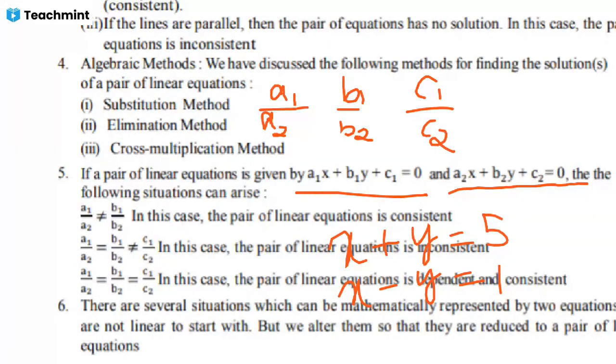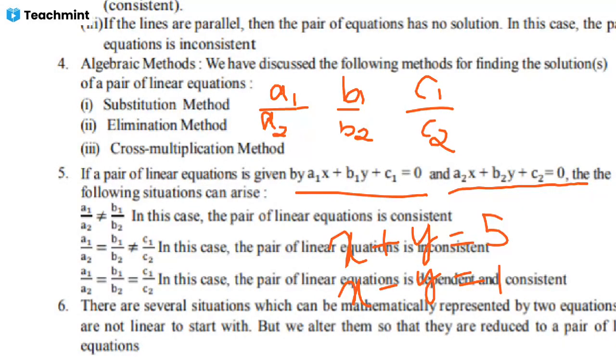Parallel lines. So when you draw parallel lines in the graph, you will not get any values for the equations. So we call the equations inconsistent. If any two lines are parallel, then the equations used to denote the two lines are inconsistent. Okay, and how will you find the ratios?